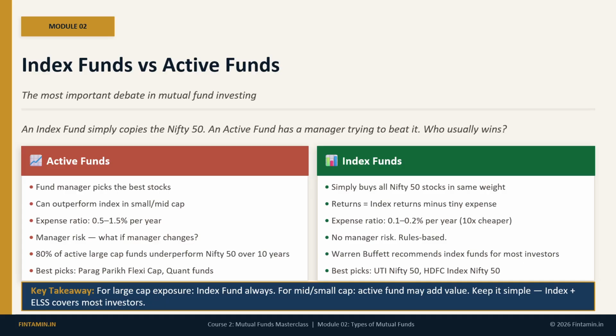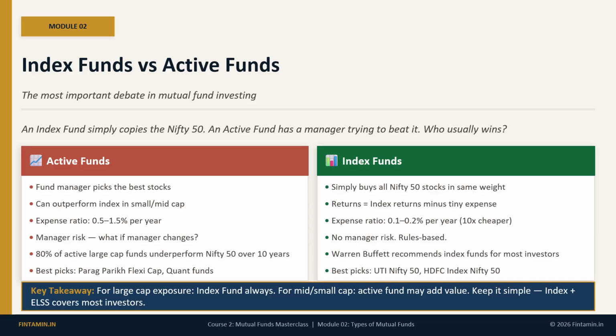Here is the data. Over a 10-year period, more than 80% of active large cap funds in India have underperformed the Nifty 50 index. That means 80 out of 100 active large cap fund managers have done worse than simply investing in the index. And they have charged you 1 to 2% expense ratio per year for the privilege of underperforming. For large cap exposure, index funds win almost every time.